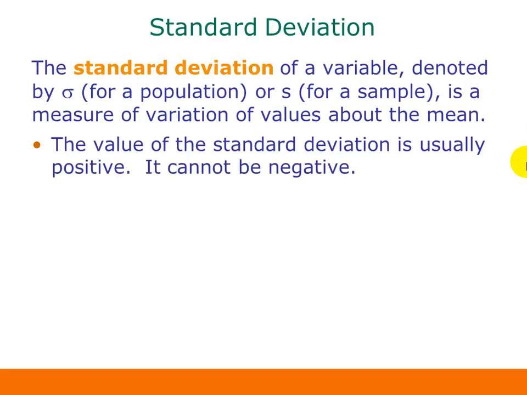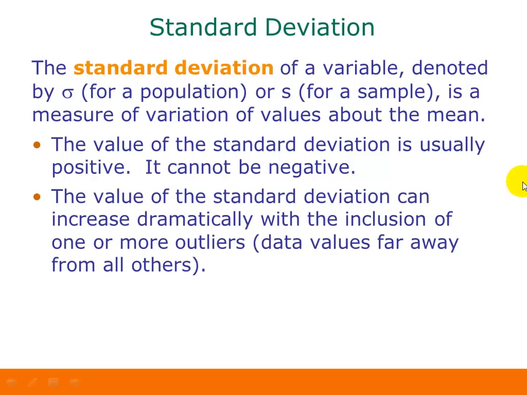So the value of the standard deviation is almost always positive. It cannot be negative. The lowest value it can have is 0. And the value of the standard deviation can increase dramatically with the inclusion of one or more outliers. Outliers are, just like extreme values, data values that are far away from all the others.